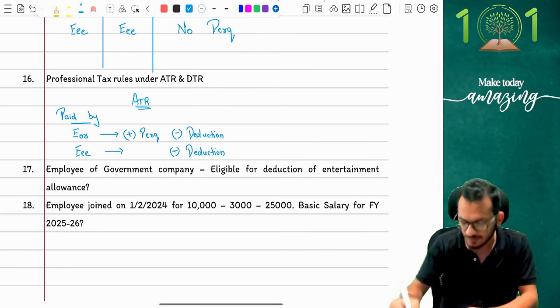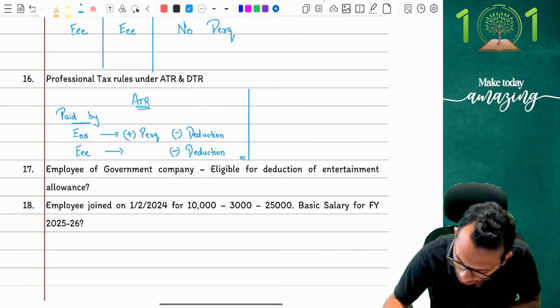This is under ATR rules. Clear enough? Yes. Now I'm moving to DTR. And this is where you have to be very, very careful on what is happening.